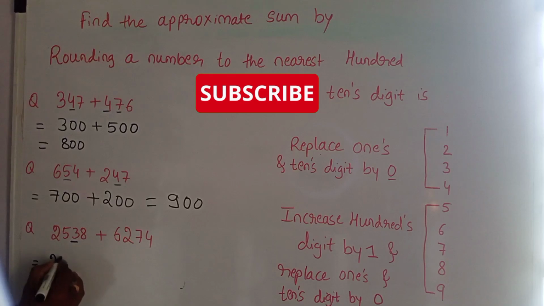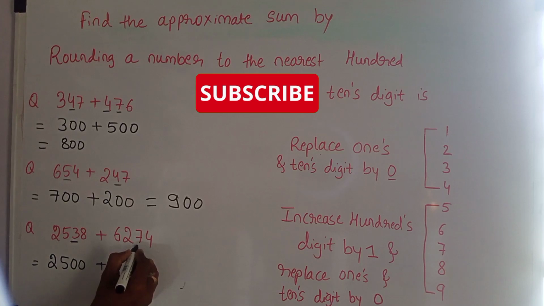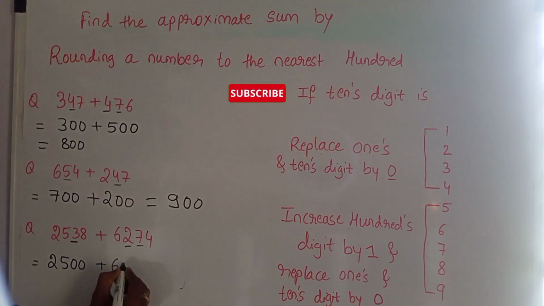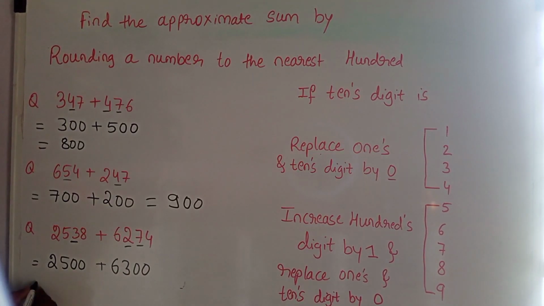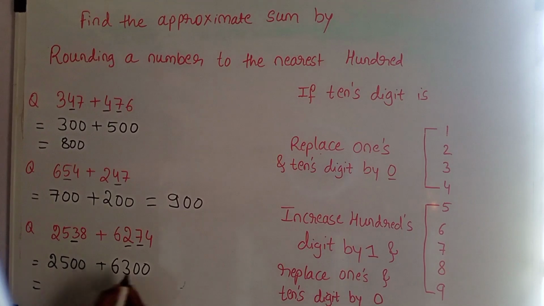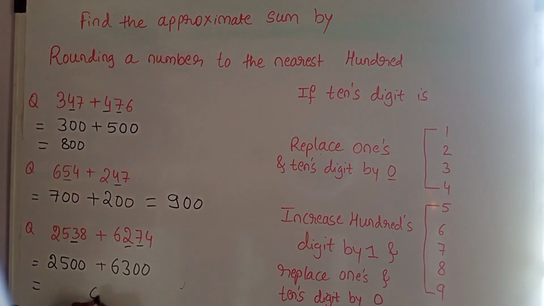2500. It becomes, here 7 is the tens digit, that is greater than 5. Increase the hundreds digit by 1, 6300. If we add these two numbers, we will get 0 plus 0, 0, 0 plus 0, 0, 3 plus 5, 8, 6 plus 2, 8. 8800 is the answer for this question.